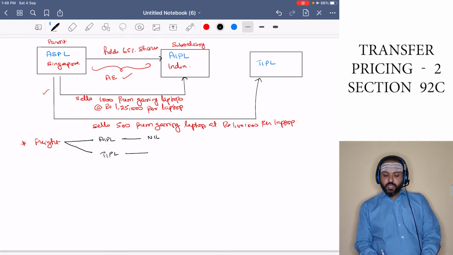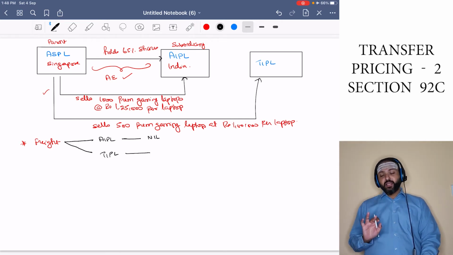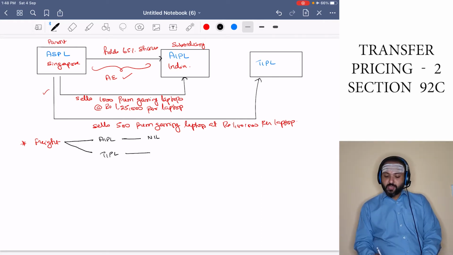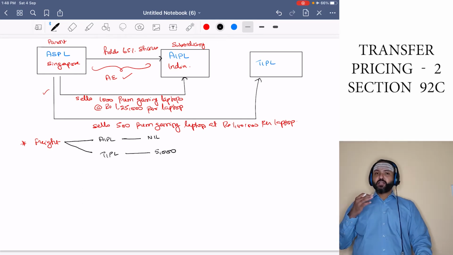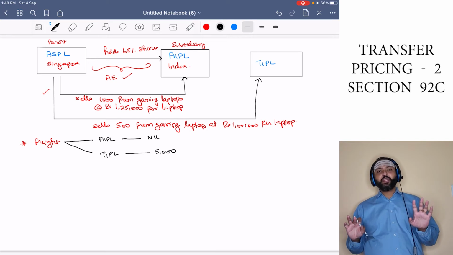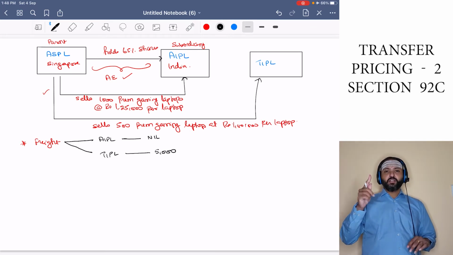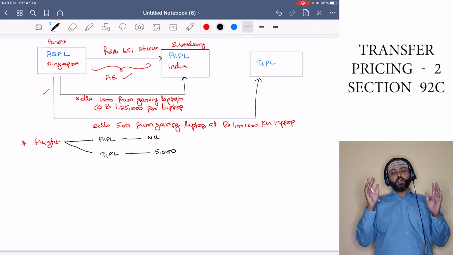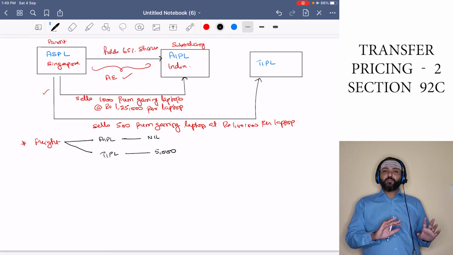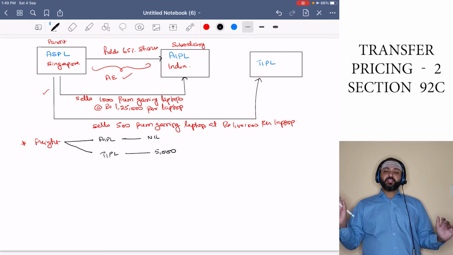But when it comes to TIPL, does ASPL incur any freight cost? Yes, transportation cost amounts to 5,000 per unit. So for every unit sold, 5,000 rupees of transportation cost is incurred by ASPL. So will they factor that into their price? Yes. So what will ASPL do? Cost of production is so much, cost of transportation is so much, I will add my profit to this. This is my selling price. That selling price is 1 lakh for TIPL.